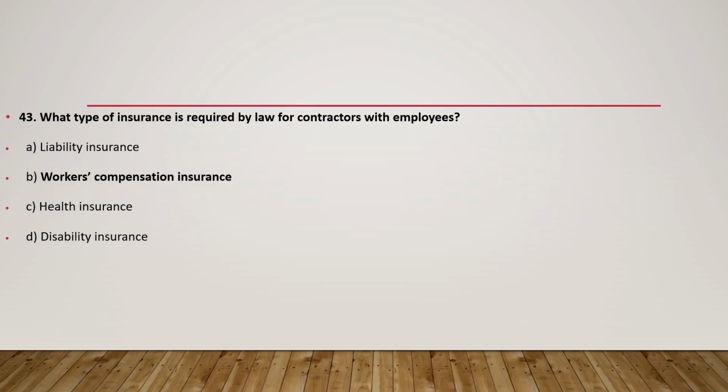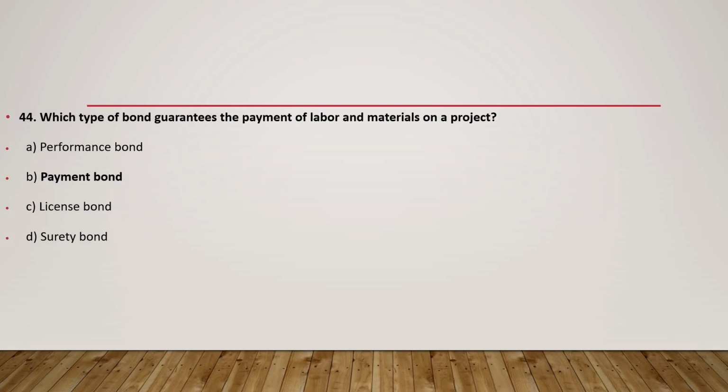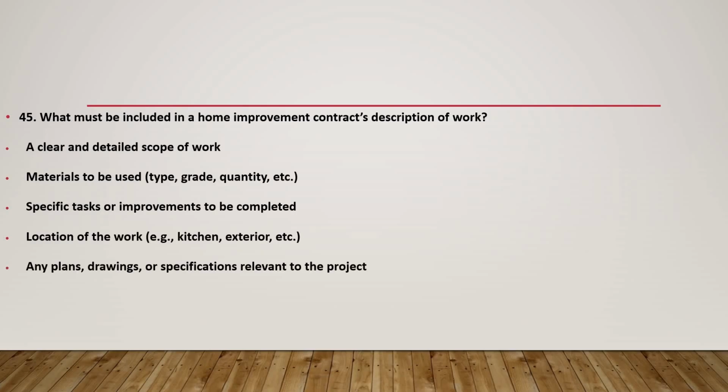43. What type of insurance is required by law for contractors with employees? B. Workers' compensation insurance. 44. Which type of bond guarantees the payment of labor and materials on a project? B. Payment bond. 45. What must be included in a home improvement contract's description of work?